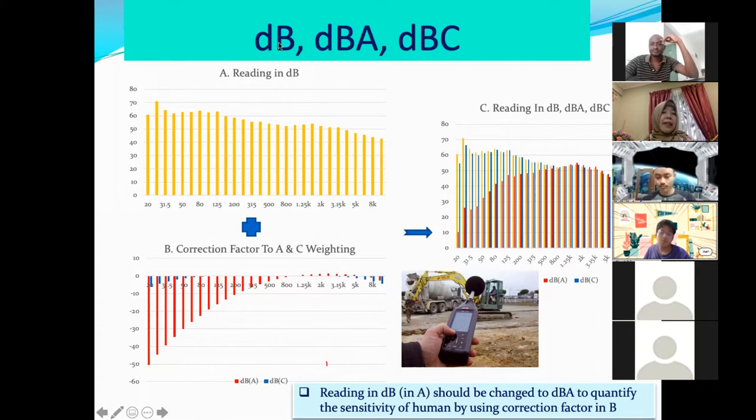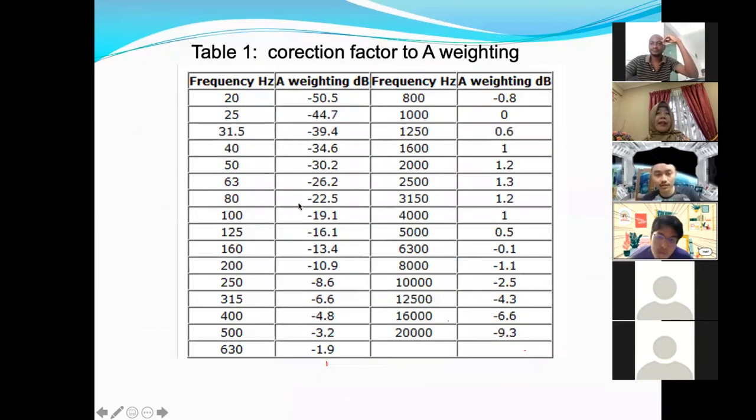It's called dB. But we can correct it to get dBA. So this figure is the correction. Then we can get the dBA, dBC, or dBZ. Sometimes we call it dBZ. So how to get that? We have a correction factor here to change from the reading in dB to dBA. dBC, I don't show you, because dBC is for the machine. Now we are concerned with human health, so this is the factor.